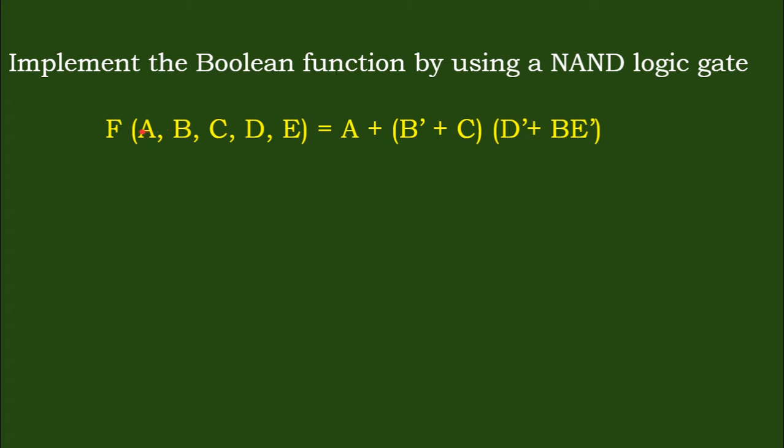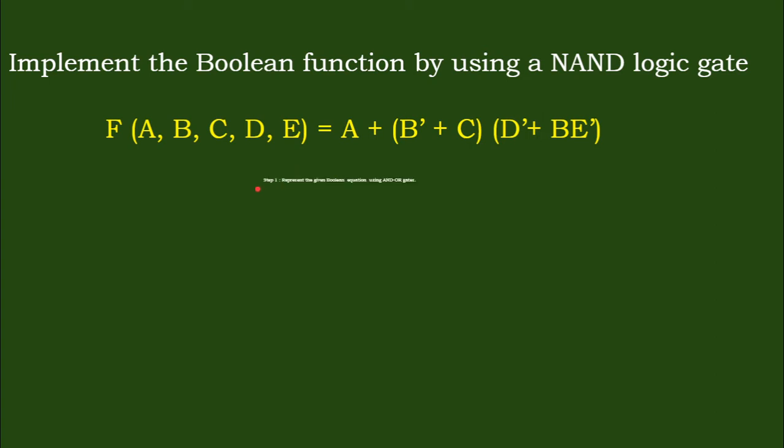So let us consider an expression f of a, b, c, d, e, which is a function with 5 variables, and the output is a plus (b bar plus c) into (d bar plus b e bar). We are going to implement this function using the NAND gate.